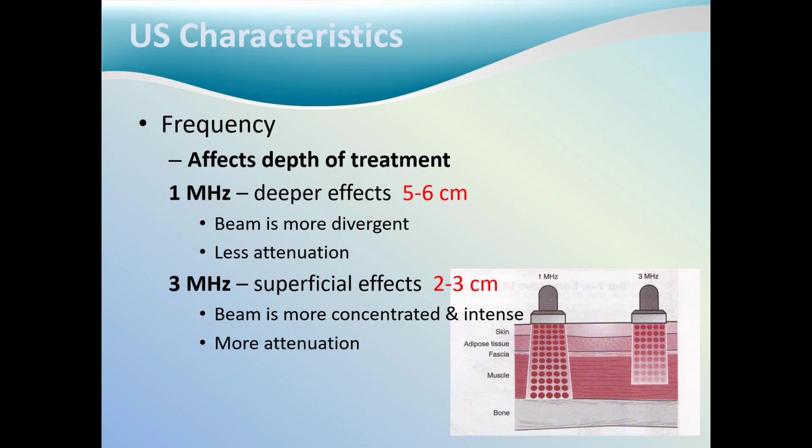High-frequency ultrasound is used to treat more superficial tissues. 3 megahertz has a penetration depth of at least 2 to 3 centimeters. 3 megahertz has a beam that is more concentrated and is more intense. There is more attenuation with 3 megahertz treatments. 3 megahertz ultrasound energy is rapidly absorbed and heats 3 times faster than 1 megahertz ultrasound treatments. The heat produced from 1 megahertz lasts longer than 3 megahertz.